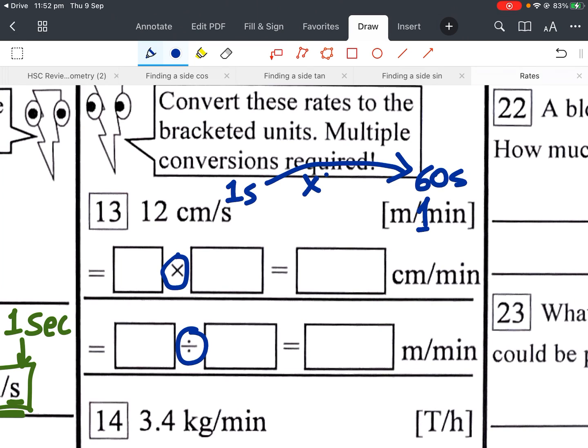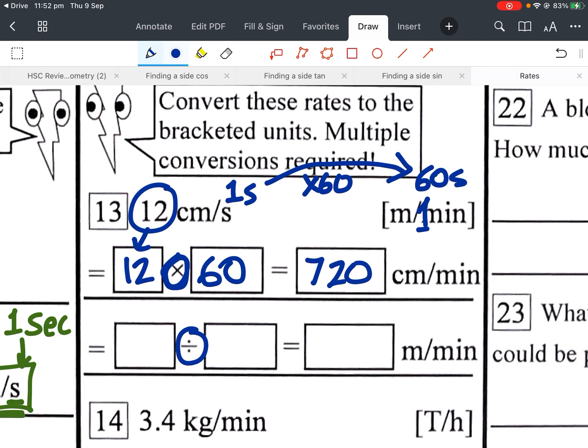Hopefully you said times by 60, miss. And I go, you are correct. So this number here goes here. And times, see that's a times. So I know to put the times 60 in this box because I'm multiplying. So on my calculator, I'm going to do 12 times 60 and I get 720. Right, so now I've got to change units. I've got to change my centimetres to metres.